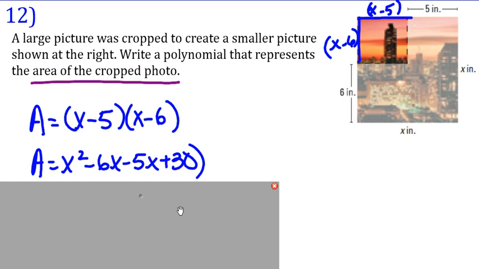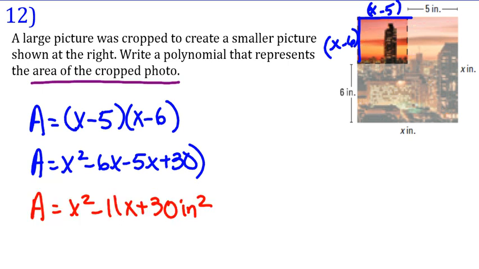Last but not least, ask yourself about the units. We're talking about inches here, and since it's a space that we're working with that's 2 dimensions, we have to talk about square inches in our results.